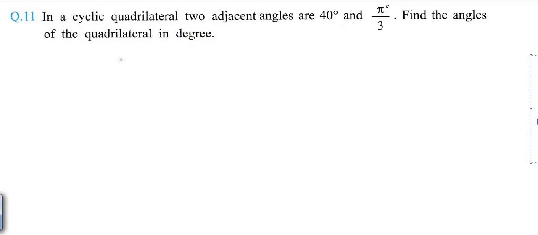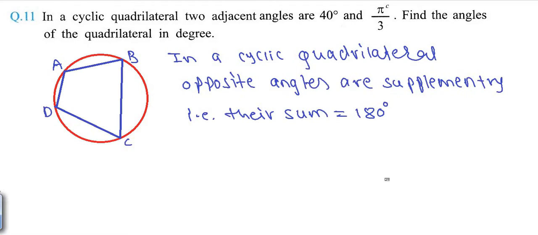Question number 11. In a cyclic quadrilateral, two adjacent angles are 40 degree and pi by 3 radian. Find the angles of the quadrilateral in degree. Now what is the cyclic quadrilateral? Now see this. Quadrilateral ABCD is a cyclic quadrilateral, and in a cyclic quadrilateral the opposite angles are supplementary. That is, the sum of opposite angles is equal to 180 degree.